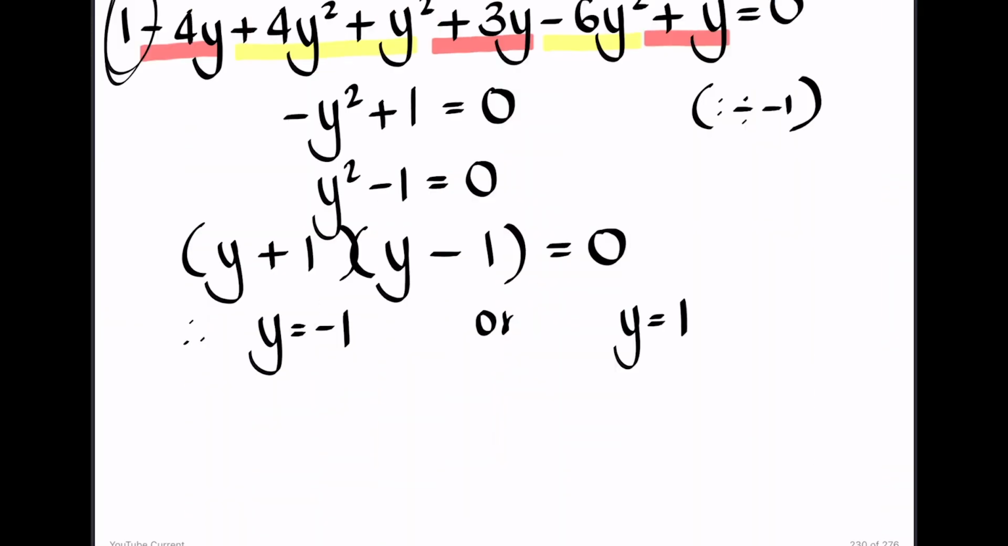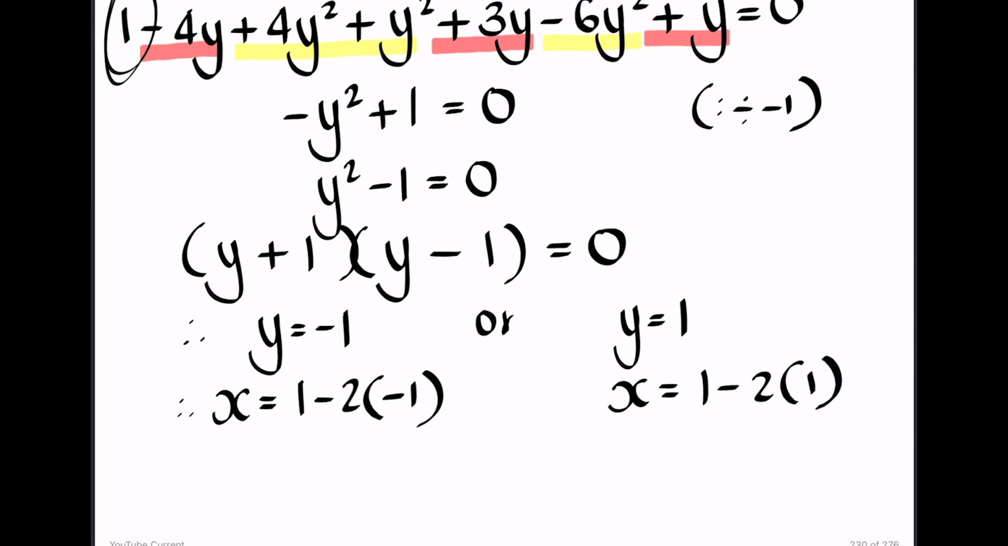Now I have two y values, so to get the two x values, I'm just going to substitute these y values into my equation. Now remember, I like to go into the equation with the subject of the formula already. So that's equation 1a. So therefore, I'm going to say that x is equal to 1 minus 2. In place of the y, I'll put the y value, which is minus 1, or x is equal to 1 minus 2 times the positive 1. So x is equal to 3, or x is equal to negative 1.